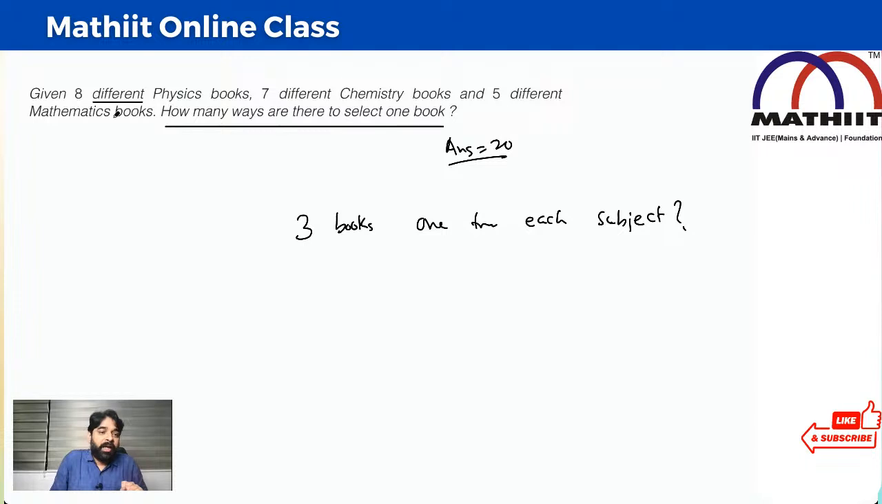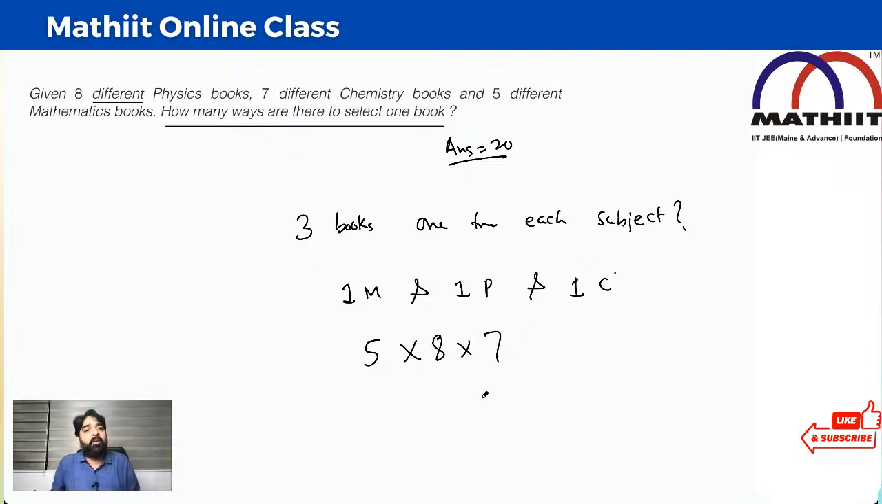See the meaning of this question. I want one maths book and one physics book and one chemistry book. In how many ways can I select one maths book? 5 maths books are there, so 5 ways. And means multiplication: one physics book means 8 ways, and one chemistry book means 7 ways. Whatever the multiplication, I'm not going for it: 40, 280, I guess. Yes or no? Is this clear to everybody?